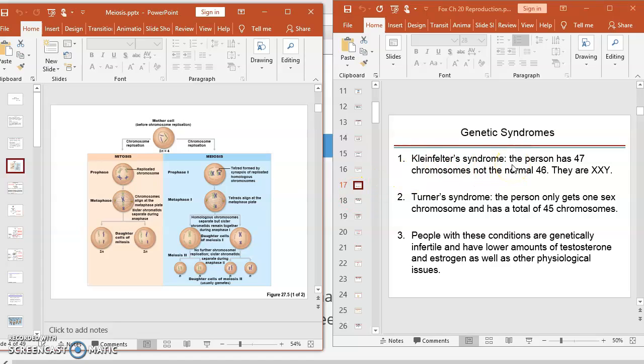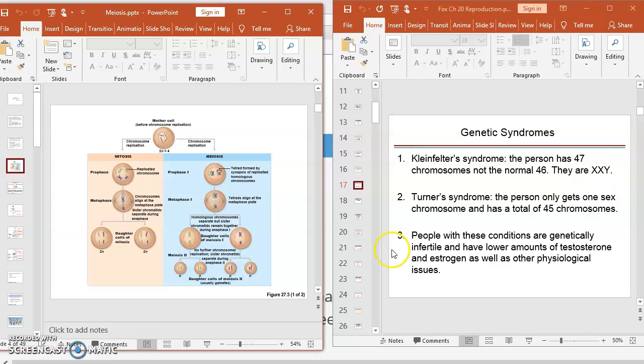So if something goes wrong, let's say it like this, and it doesn't disjoin, then 2 X's could be contributed and a Y at fertilization. So in other words, one cell had these 2 X's, the other gave a Y, let's say. The 2 X's did not separate, so it would be X, X, Y. And then you get what is called Klinefelter syndrome.